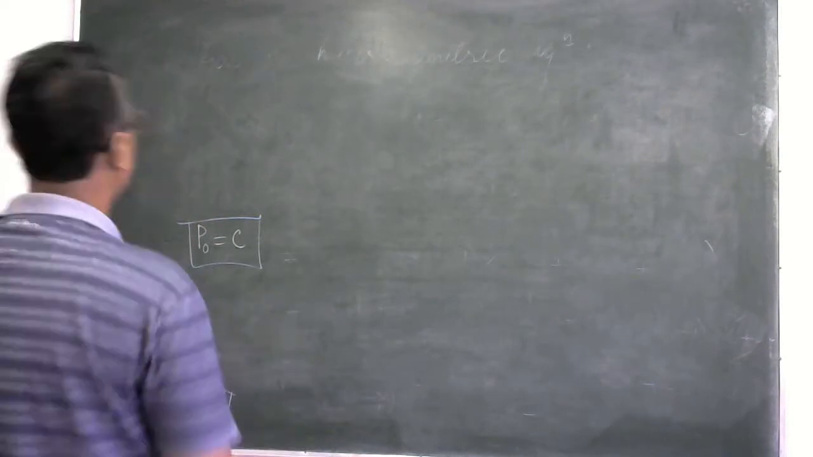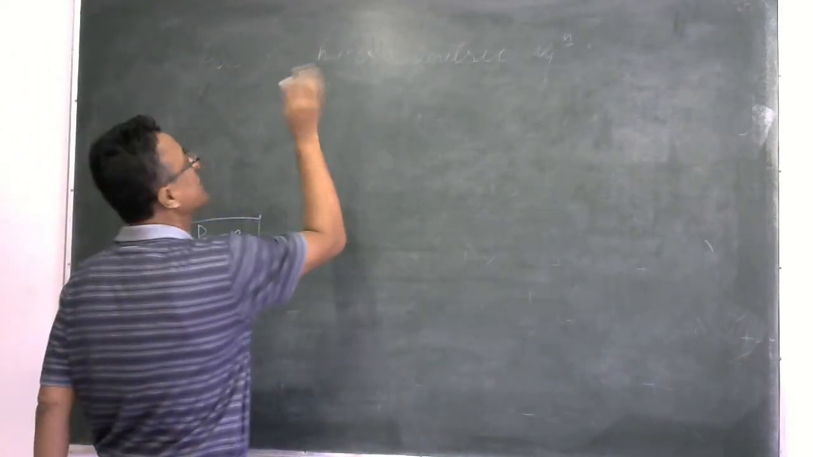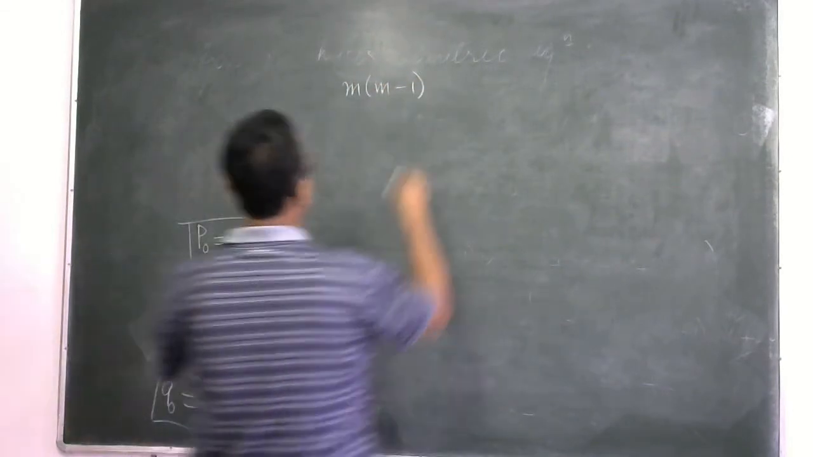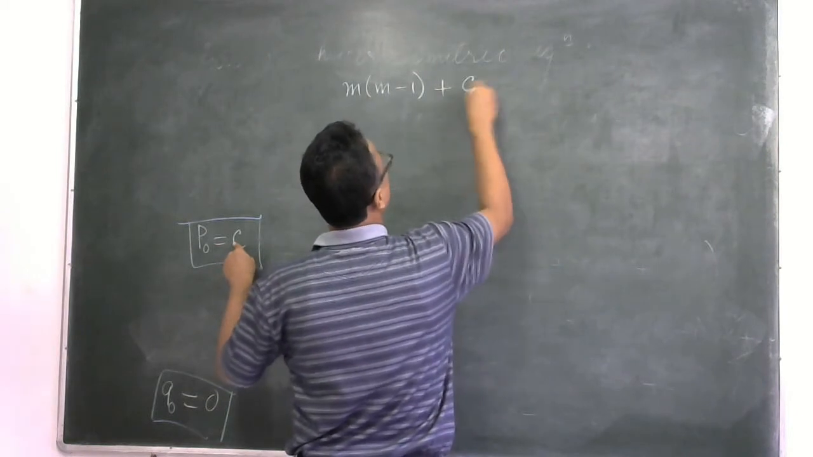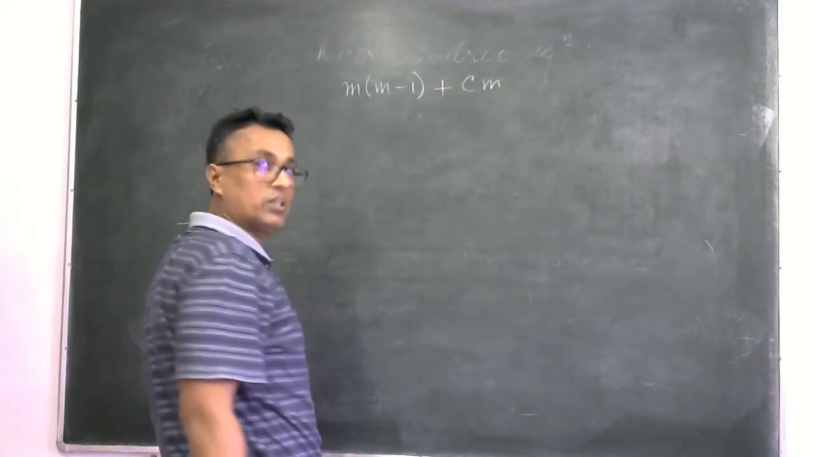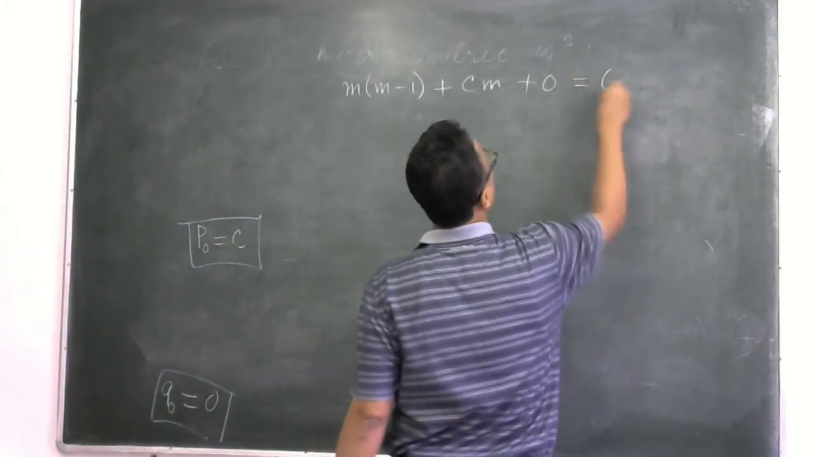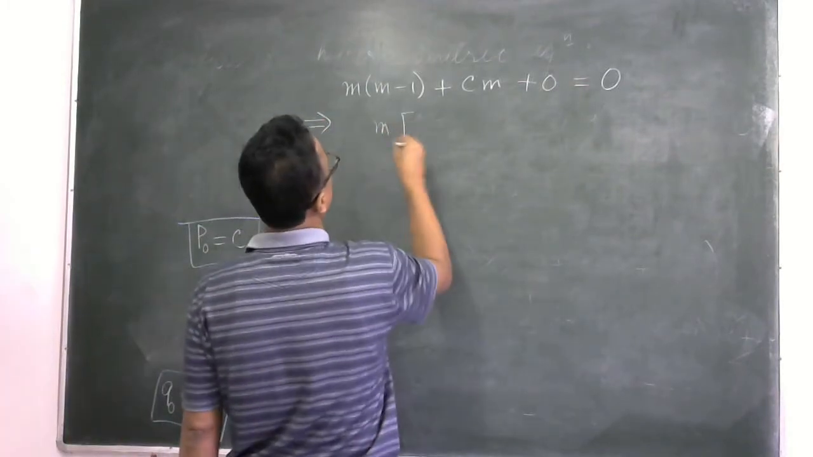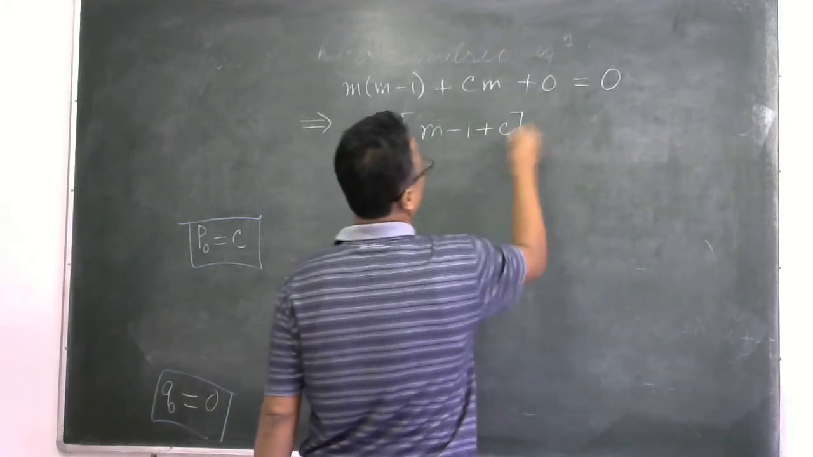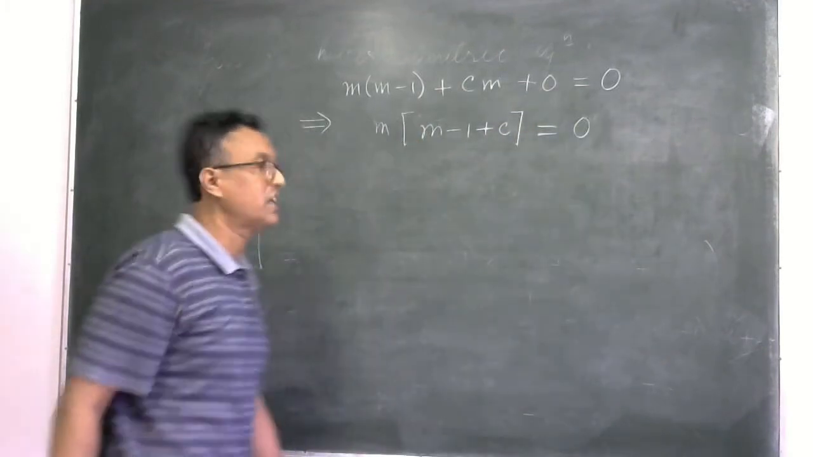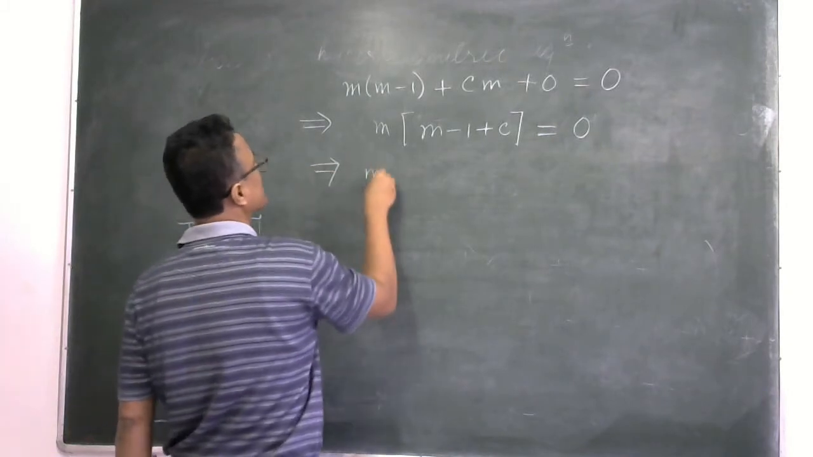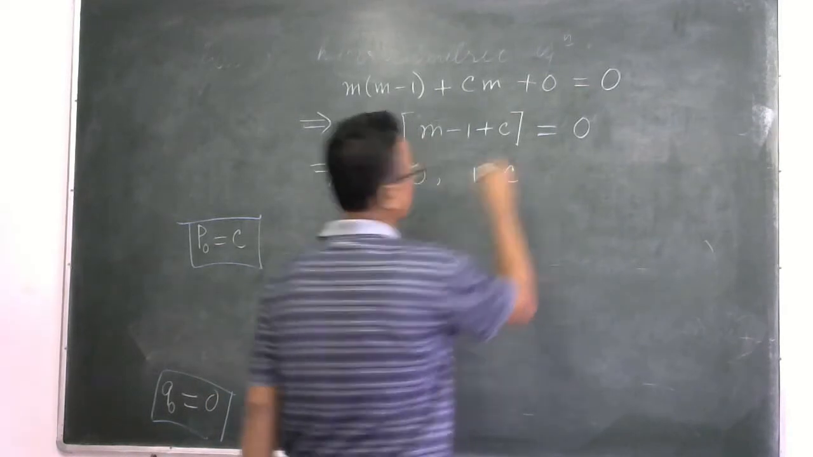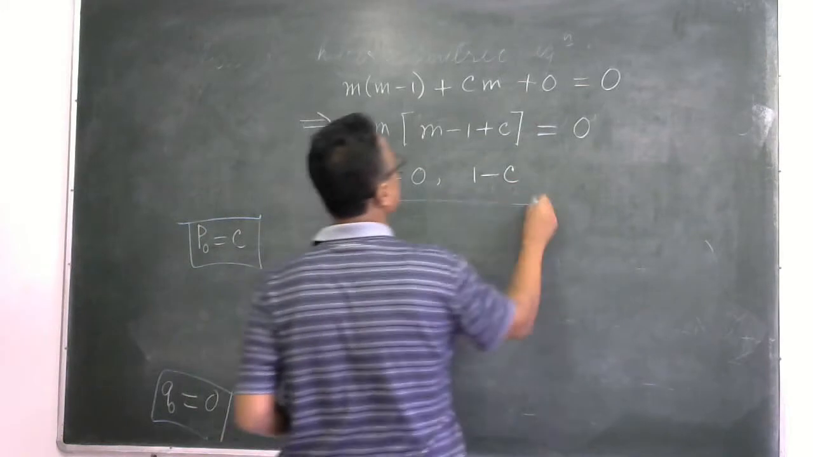So obviously, now the initial equation is going to be given by m into m minus 1 plus p naught m, so this is cm plus q naught equal to 0, right? And q naught is 0, so this is equal to 0. Okay. So from here you can see that if I take m common, this is equal to 0, right? And this gives me the roots of the initial equation as m equal to 0 and 1 minus c. Okay, so now let us concentrate here.